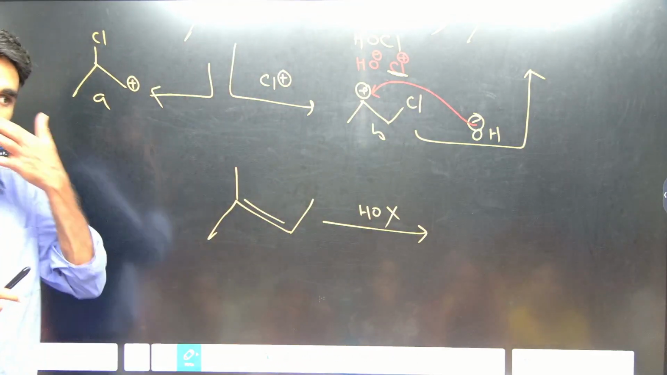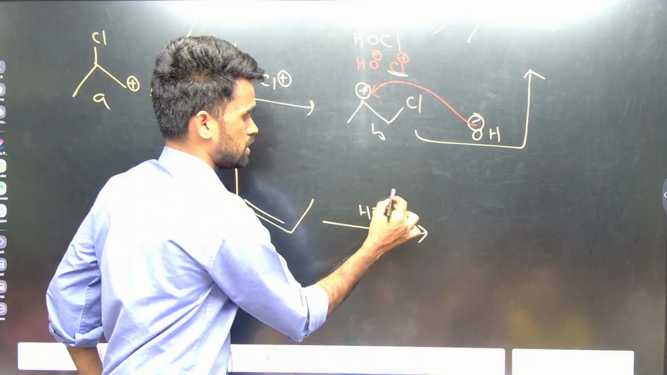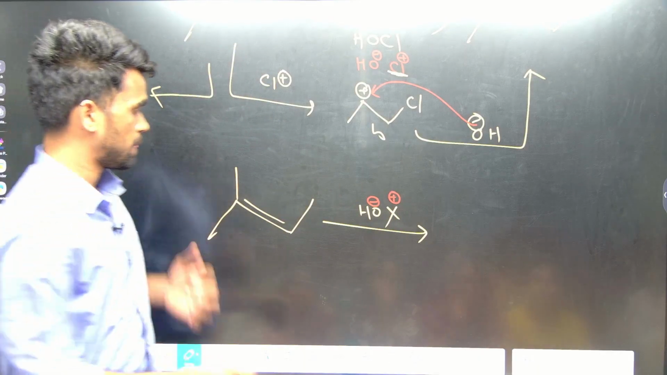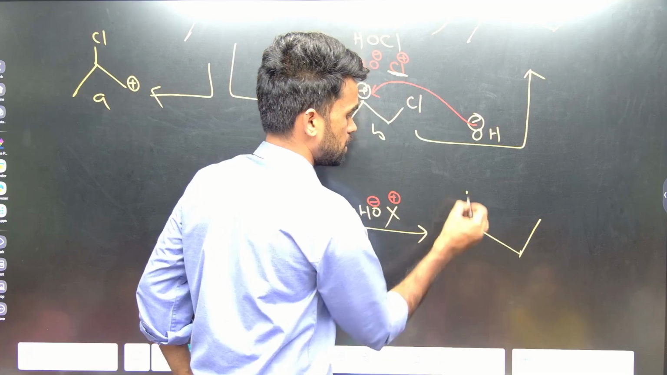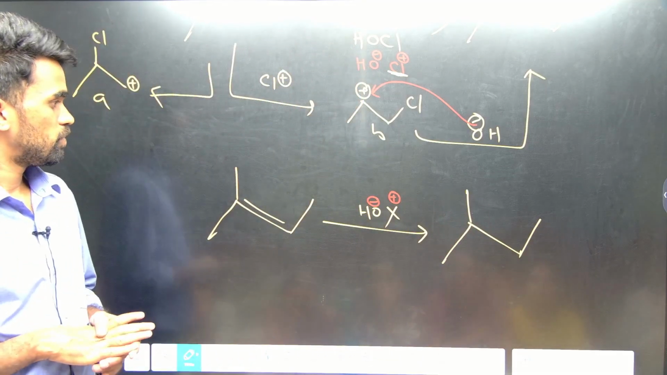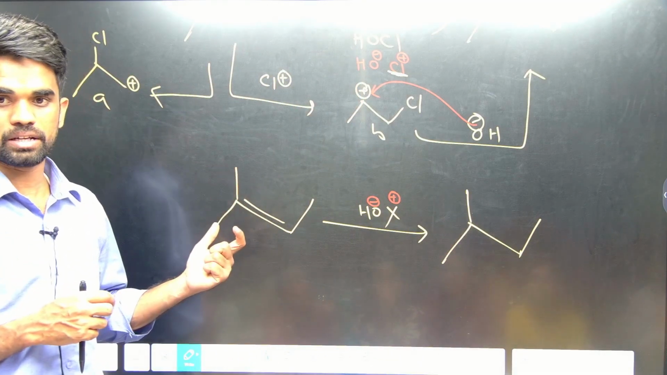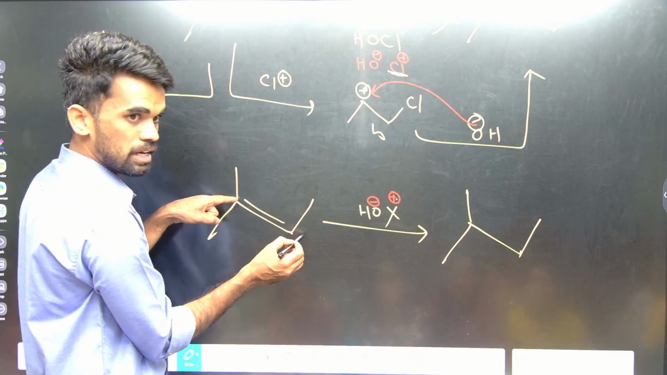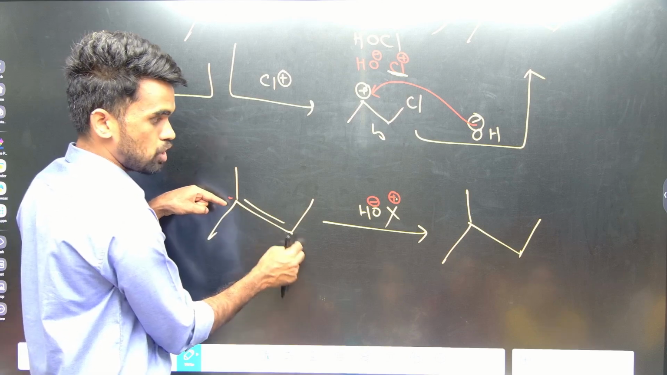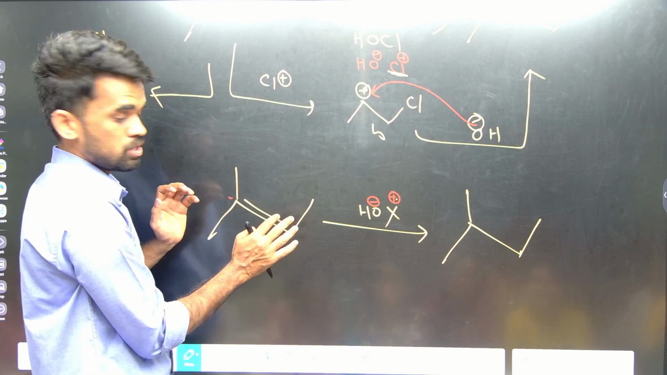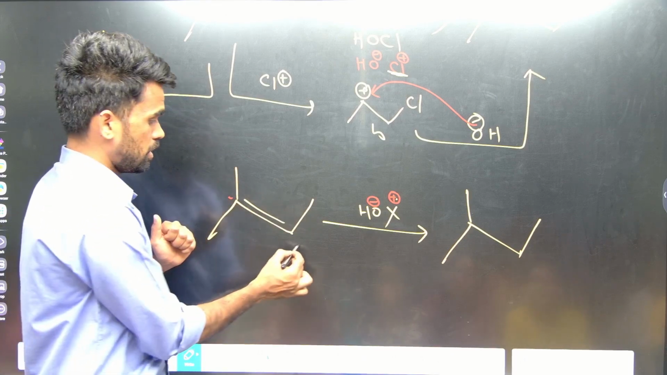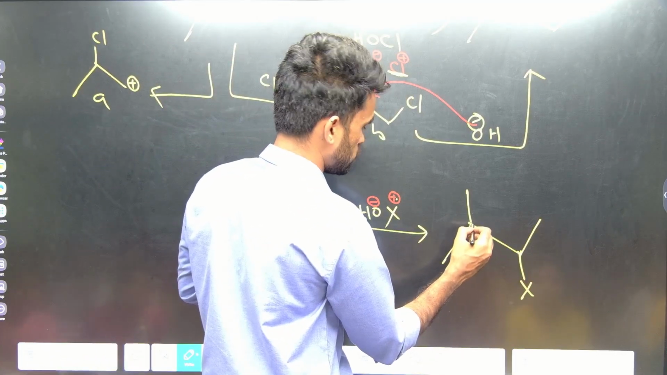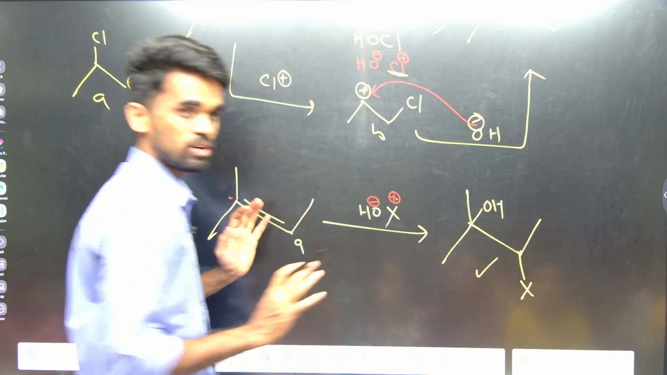HOX, X plus. First add the cation, generate a more stable carbocation. If I add X here, we'll get a tertiary carbocation. If I add X here, we'll get a secondary carbocation, which is stable. So where should I add X? A. Perfect. X here, positive charge, OH. Perfect. Everyone got this? That's it.